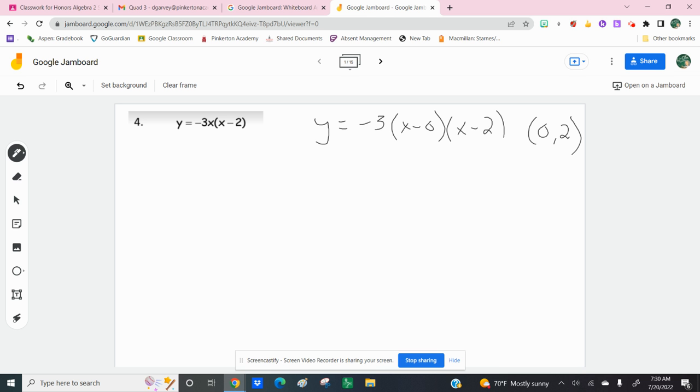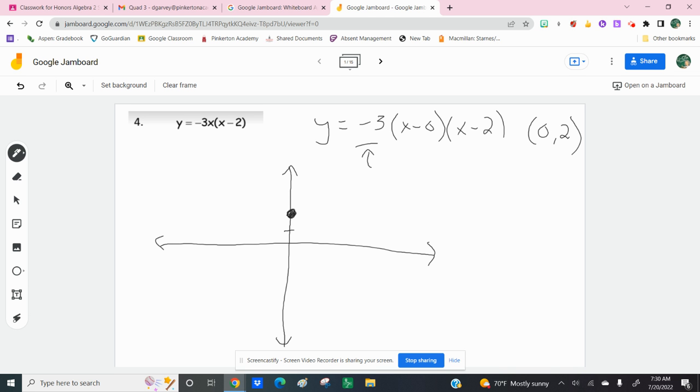Now that I know what my vertex is and I know what my a value is, negative 3, I can graph this. You should probably do this on graph paper, but since I don't have graph paper here, I'll see if I can do a rough sketch just to give you an idea. The first thing you always want to do is plot your vertex. So I'm going to go to 0, 2 and put a dot there.